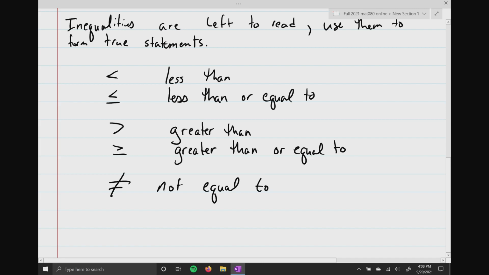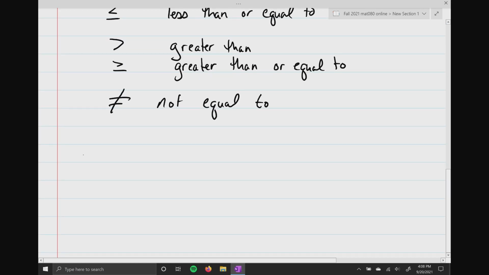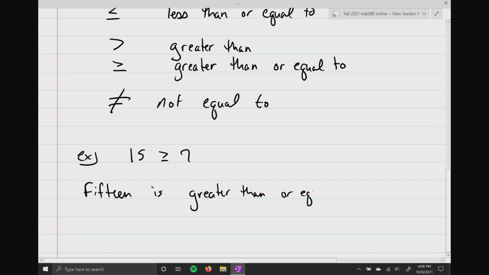Okay? So real quick, I'm just going to go over just a couple examples. All I want to do is translate from an algebraic expression into words. Okay? So like here's an example right here. 15 is greater than or equal to 7. So to write this, we would just write 15 is greater than or equal to 7. It's pretty straightforward.